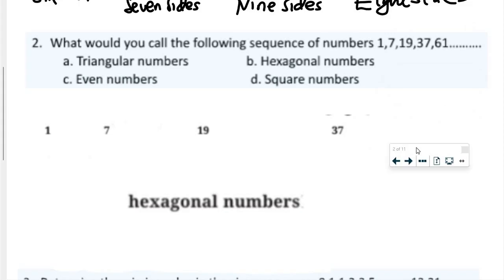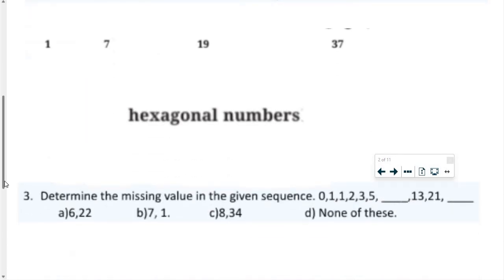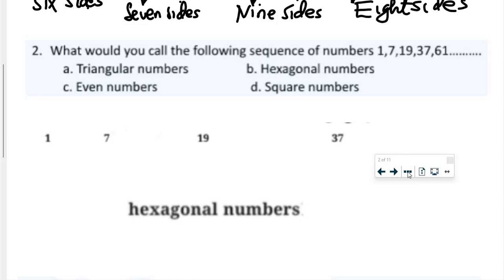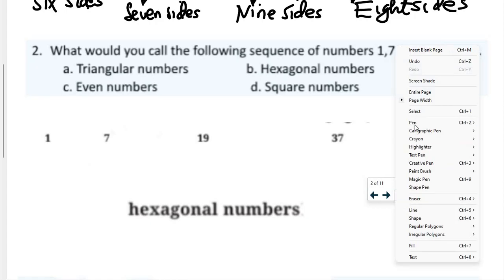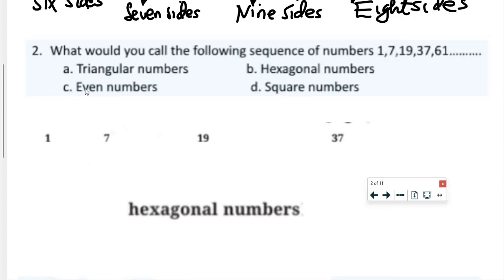What would you call the following sequence of numbers? 1, 7, 19, 37, 61. These numbers are known as hexagonal numbers. In some later questions, we are going to see why they are called hexagonal numbers, okay? But for now, the correct option here is option B.